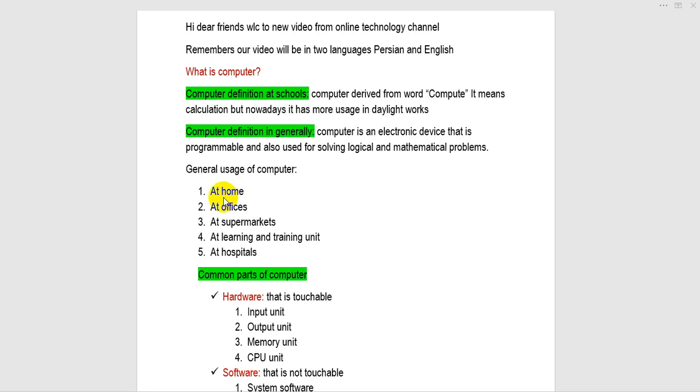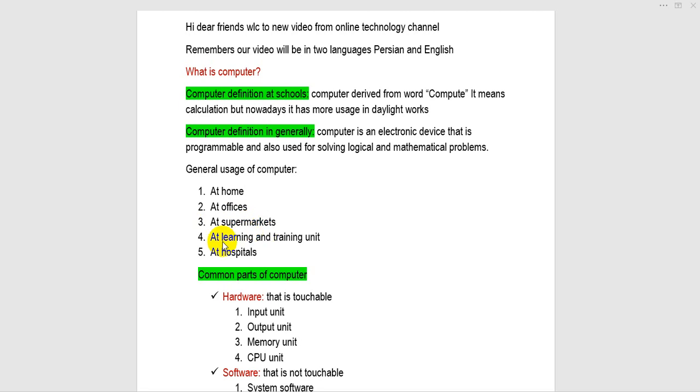Okay, and the second one is at offices. So in offices they will create a database for managing their employees' salary, their timetables and other things. Okay, and the third one is at supermarkets. In supermarkets also they will create a database in their computer for managing their goods, the cost of their goods, the type of their goods and other things.